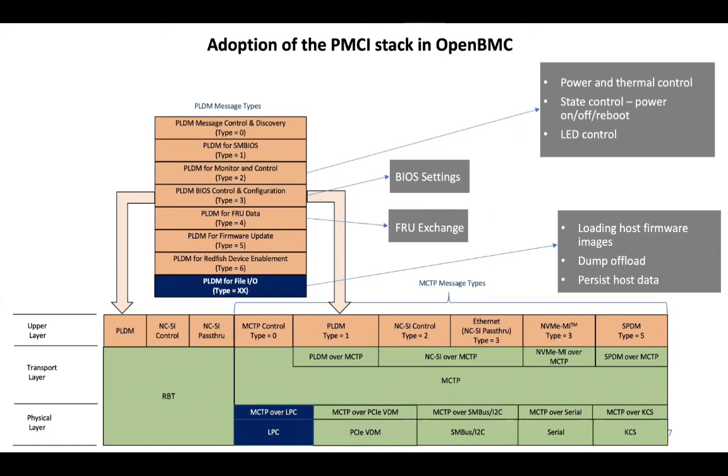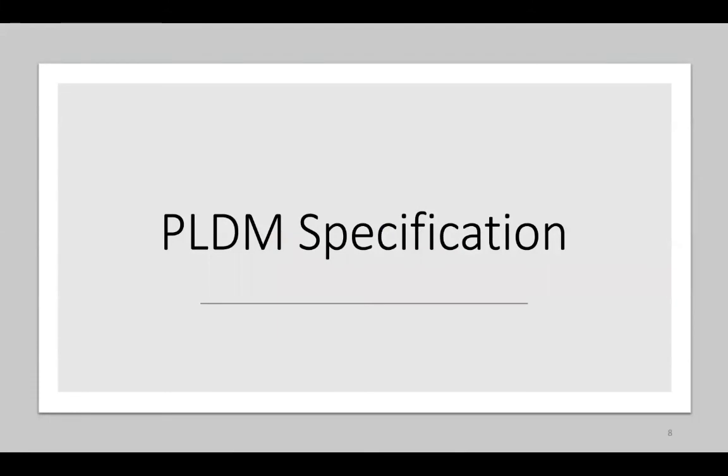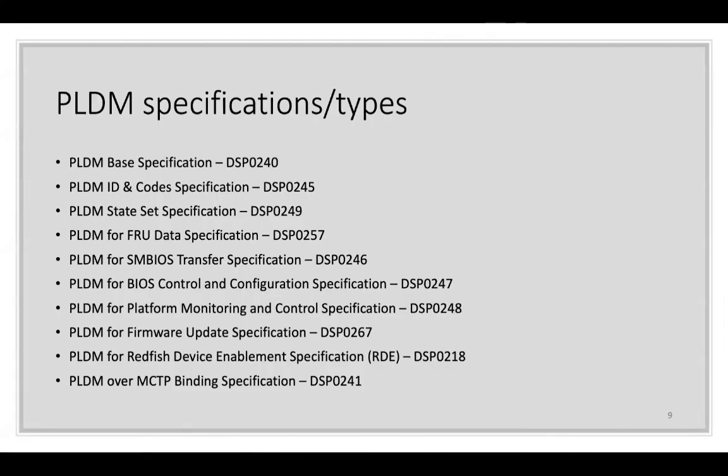All right. So moving on, let's look at some of the PLDM specifications. There are, I think, 10 of them. In the next couple of slides, we'll look at some of the key highlights of a few of the specs. I wouldn't really go through each of the specifications. The first three here, the PLDM base specification, the IDs and codes, and the state set specification, are foundational specs on top of which the other specs are built.